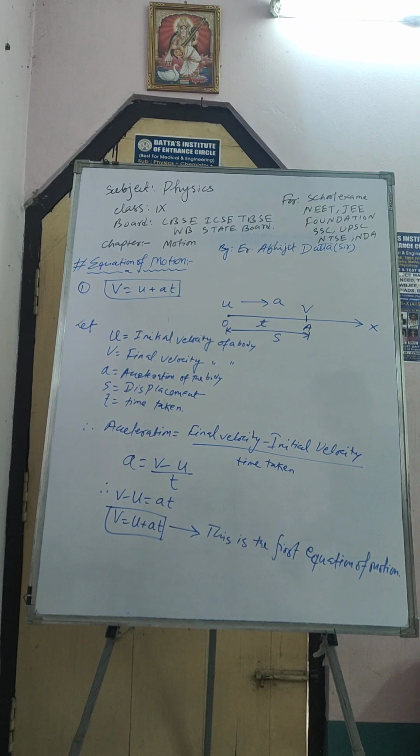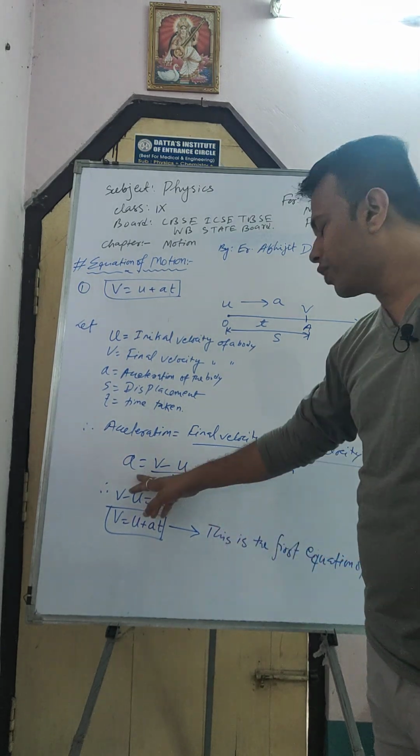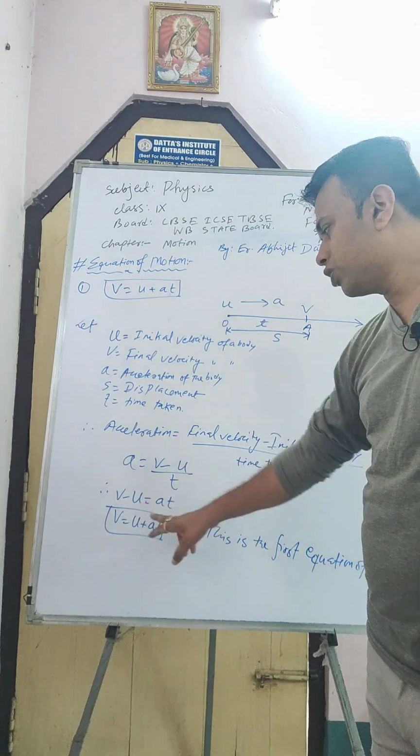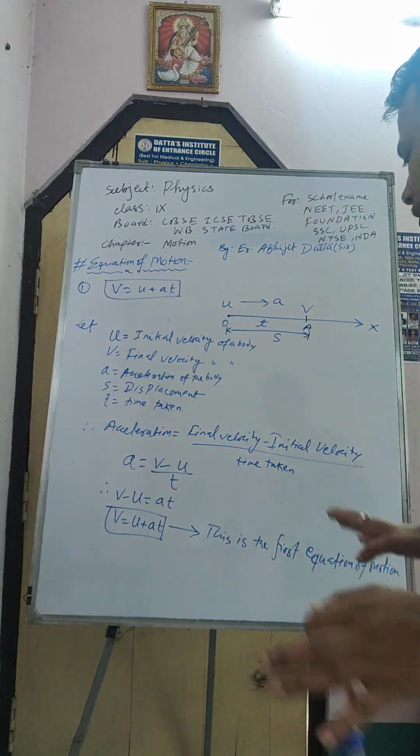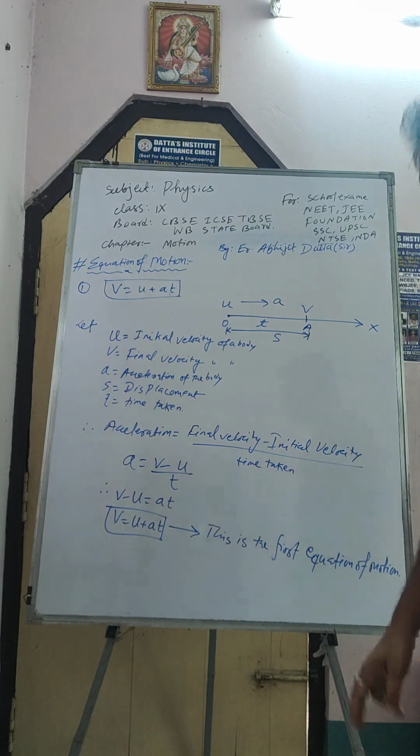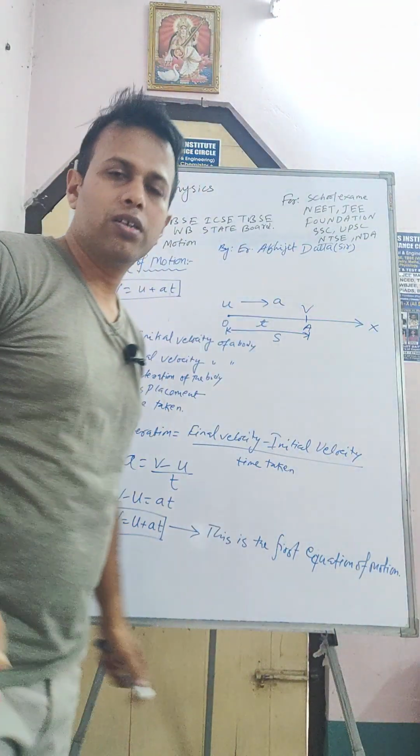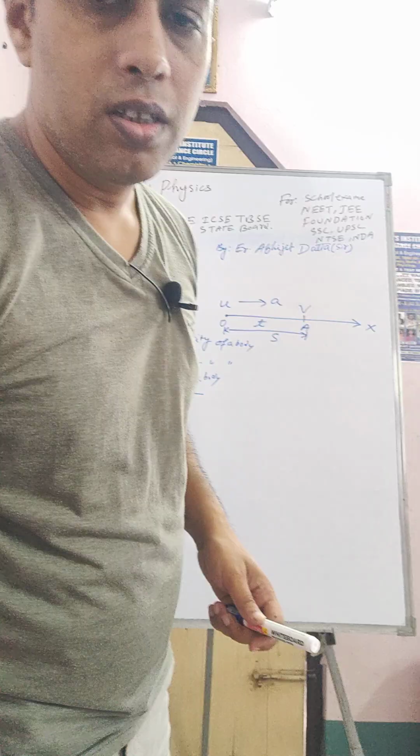So acceleration, we know, is final velocity minus initial velocity by time taken. So a equals v minus u by t. So v minus u equals at. So v equals u plus at. So this is the first equation of motion. Got my point?